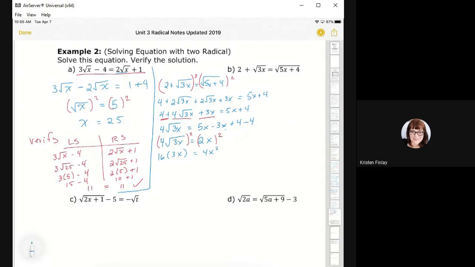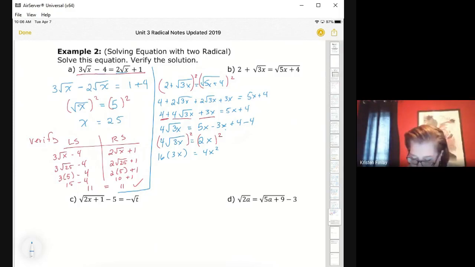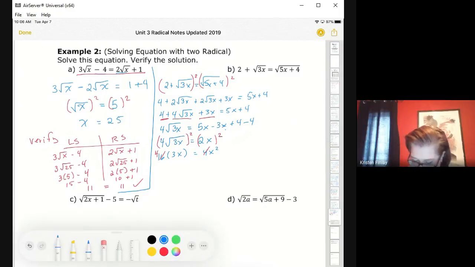Now, I want to solve this. There's a quadratic there, so I'm going to move everything over to one side. Let's simplify this first. So what do I have? 16 times 3. You know what I'm going to do first, actually? I am going to divide both sides by 4 so that I just have 4 here. I'm going to do that to make it simpler. And divide that by 4.